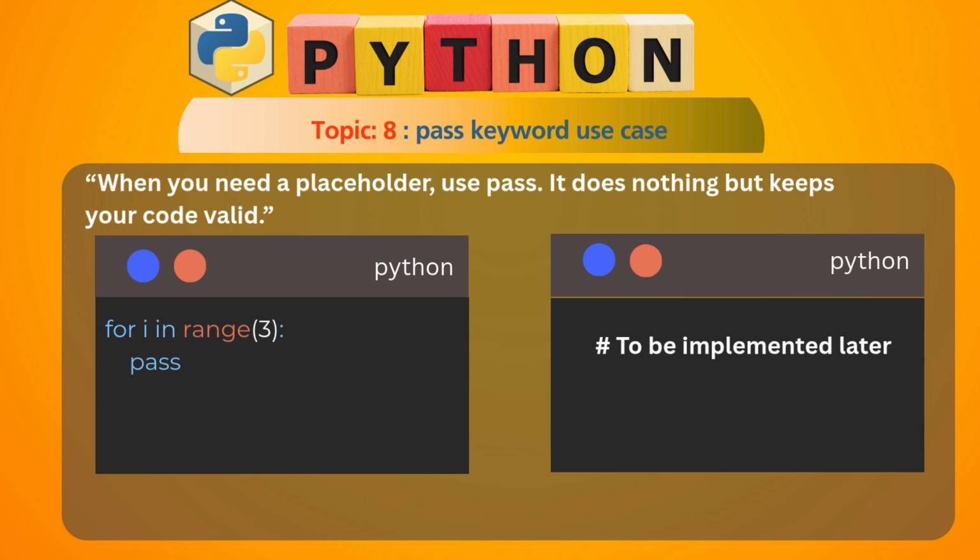Now we'll move on to the pass keyword use case. When you need a placeholder, use pass. It does nothing but keeps your code valid. For i in range(3), give pass. Your code is valid, but nothing will be printed there. So pass keyword is very much useful for programming.